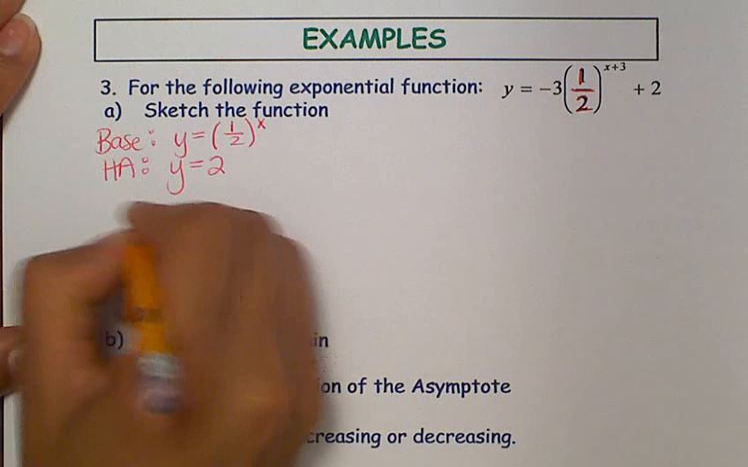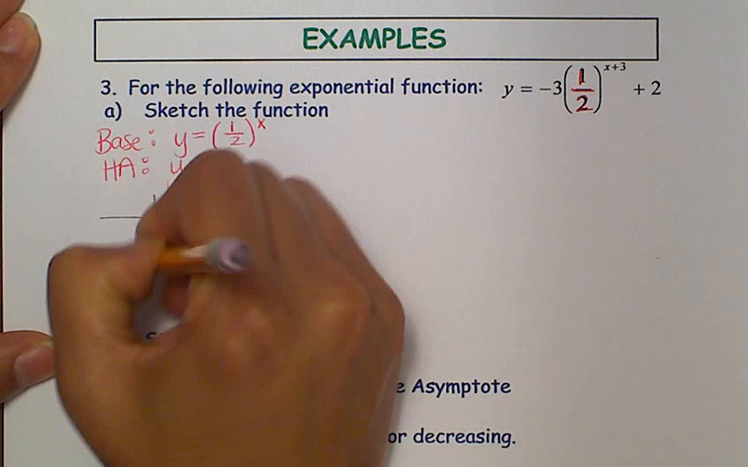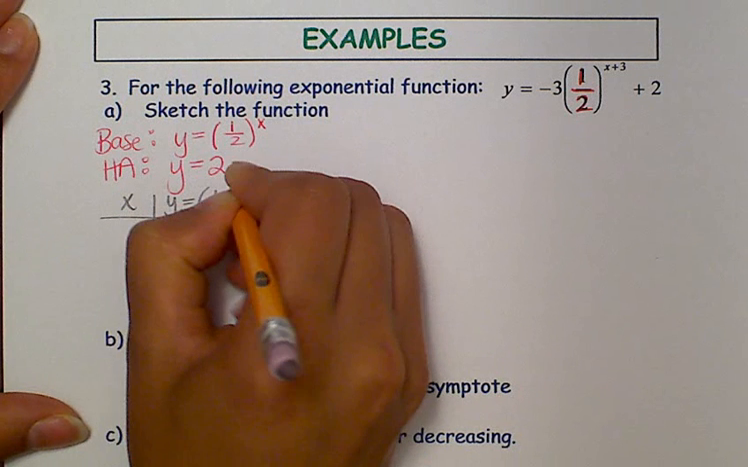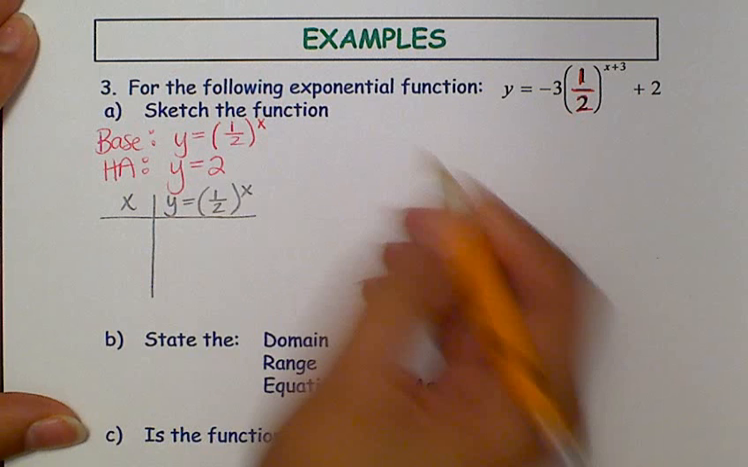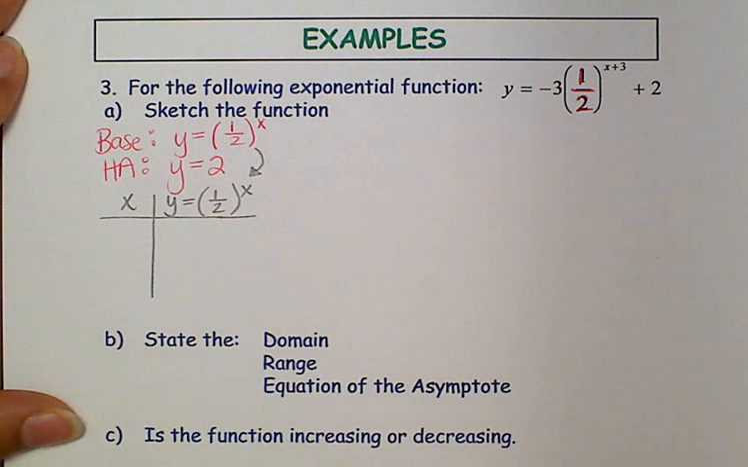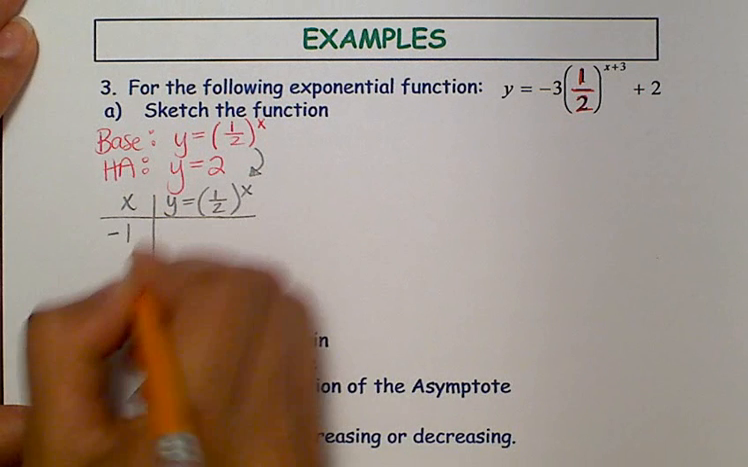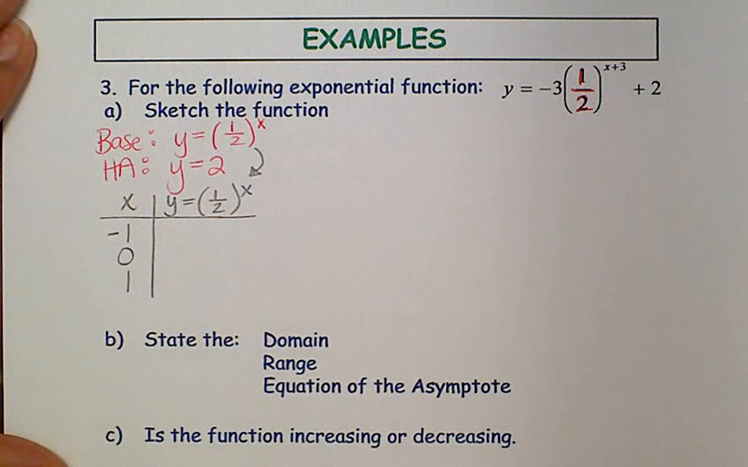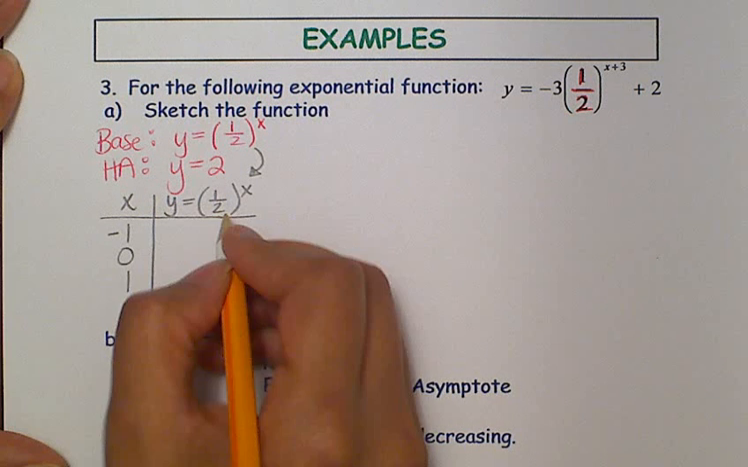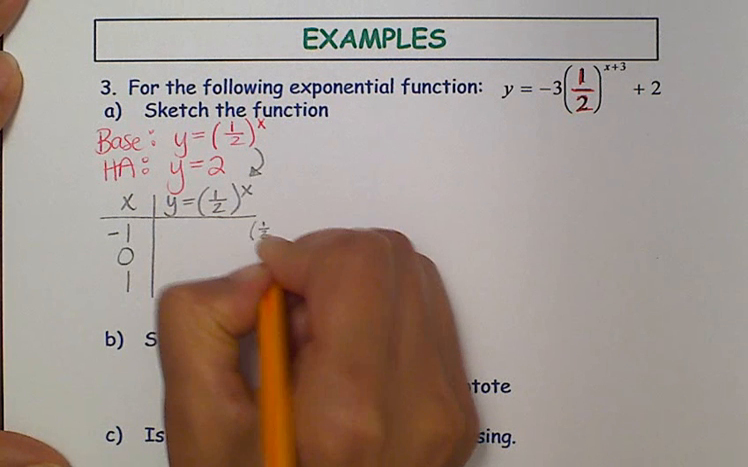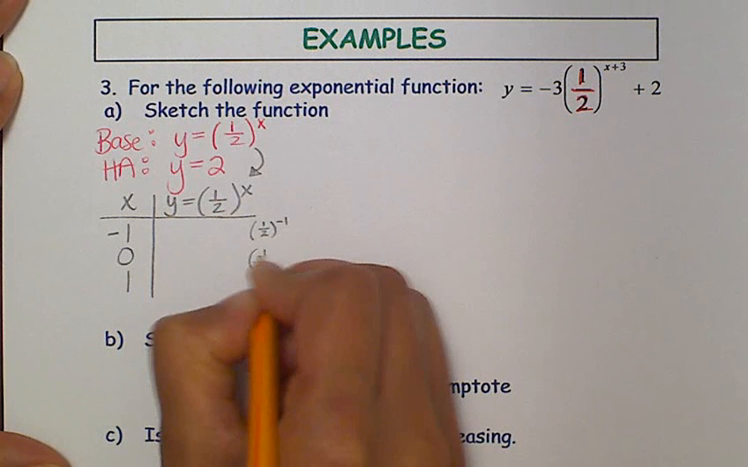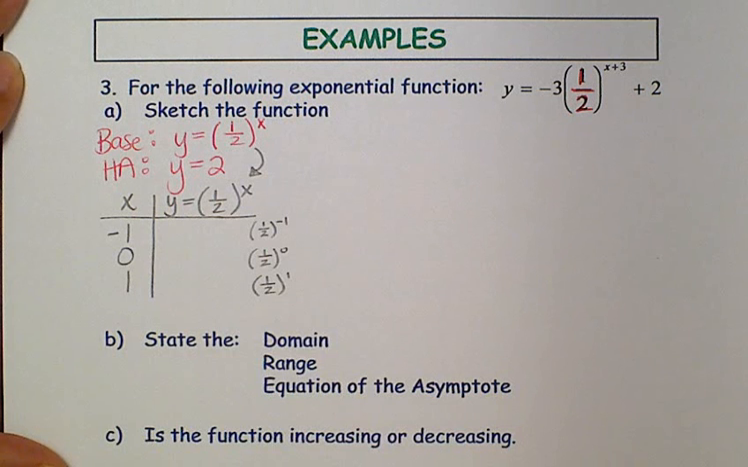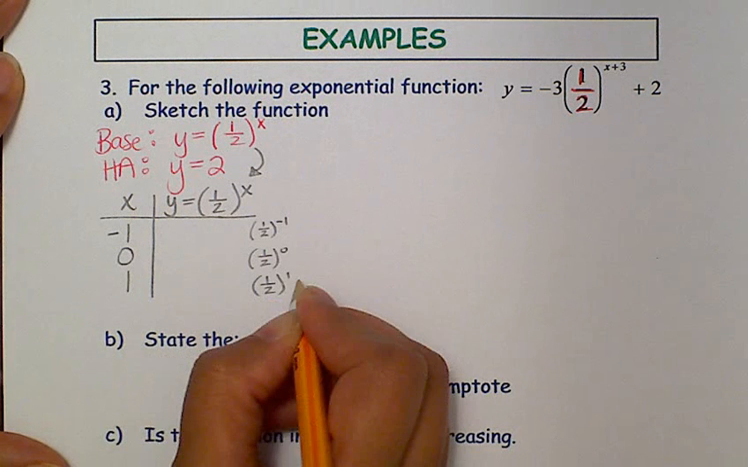So here we go. So we have x and we have y equals 1/2 to the exponent x. That's our base function based on what we had up here. And so again, we want a point to the left of the y-axis, a point on the y-axis, and a point to the right of the y-axis. And we can apply the different transformations. So now we have 1/2 to the exponent negative 1, 1/2 to the exponent 0, and then 1/2 to the exponent 1. Now, this one's easy to do because anything with an exponent of 1 is whatever we started with.